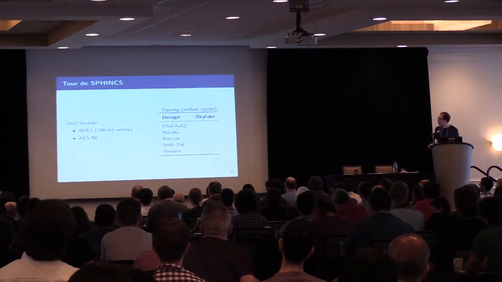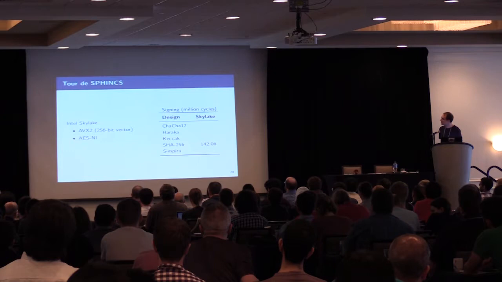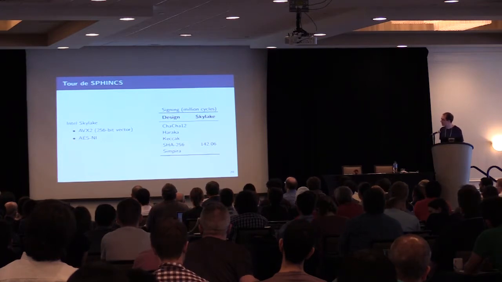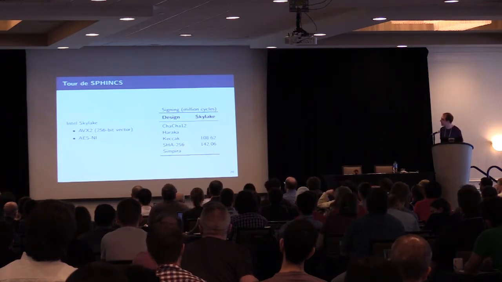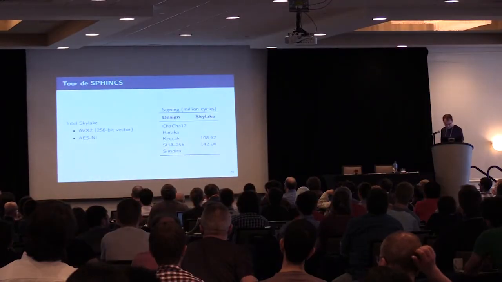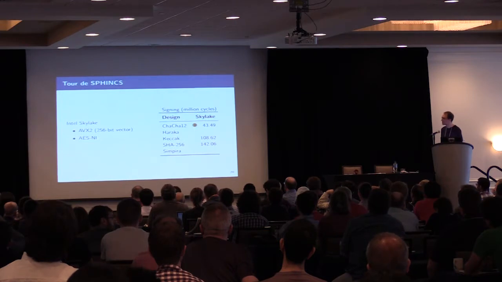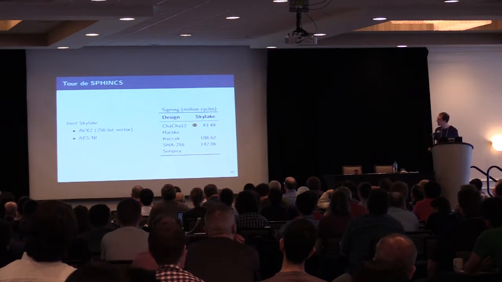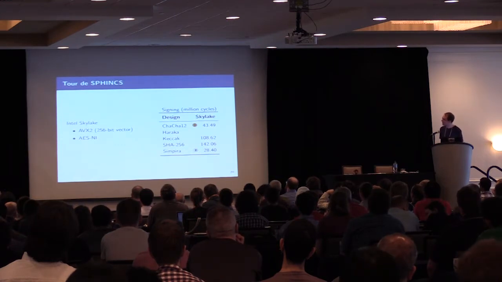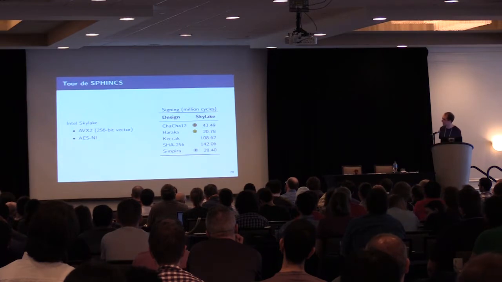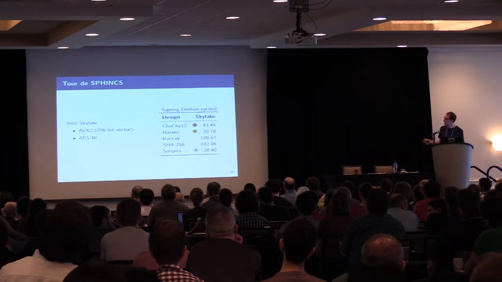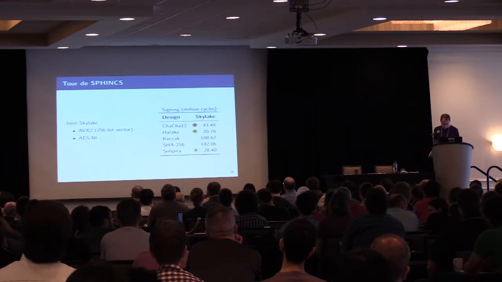Okay, so on the Skylake, in 5th place, SHA-256 with 142 million cycles, followed by Keccak with 108 million cycles, then the bronze medal for ChaCha with 43 million cycles. Then silver medal for Simpira, 28 million cycles. And a gold medal for Haraka for only having 20 million cycles. So the difference between the fastest and slowest scheme here is already a factor of 7.